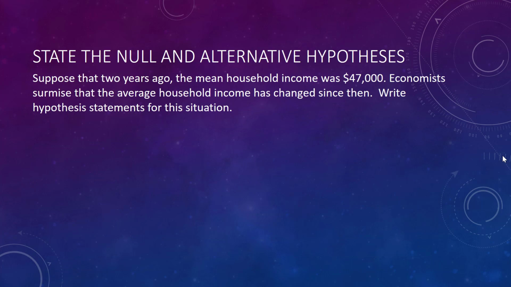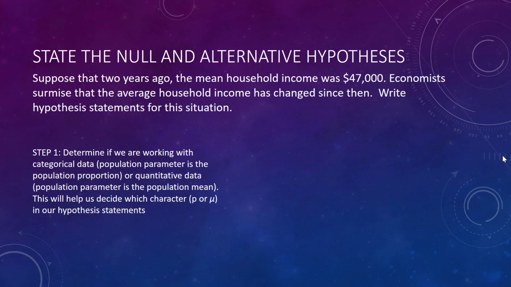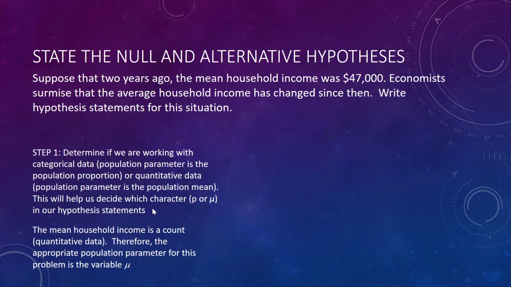Let's do another example. Suppose that 2 years ago, the mean household income was $47,000. Economists surmise that the average household income has changed since then. Write hypothesis statements for this situation. Step 1. Determine if we are working with categorical data, meaning that the population parameter would be the population proportion, or quantitative data, which would mean that the population parameter is the population mean. This will help us decide which character, P or mu, to use in our hypothesis statements. As you can see, the mean household income is a count. That's quantitative data. Therefore, the appropriate population parameter for this problem is the variable mu.